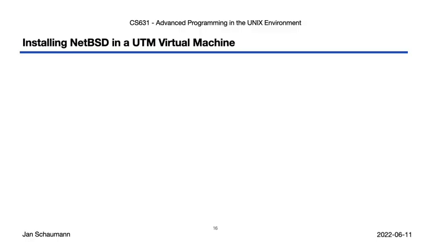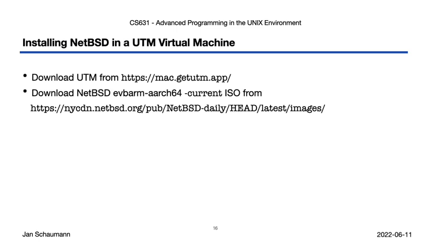Okay, let's recap what we've done here. The installation of NetBSD into UTM was pretty straightforward. First, we downloaded UTM, then we downloaded the NetBSD-current image of NetBSD evbarm aarch64, and simply followed the default installation process. Really no magic here at all.